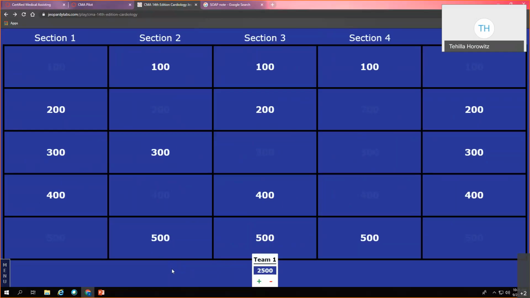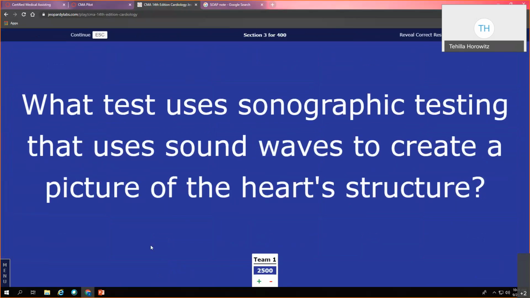Okay. I'll do section 3 for 400. This is the test that... Oh my god. Oh my goodness. I'm so sorry. I know we just went over this. That's okay.